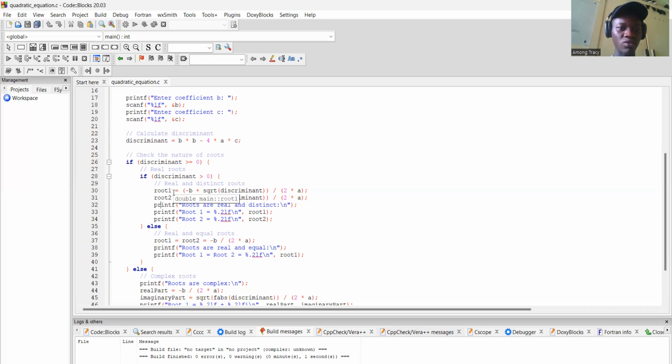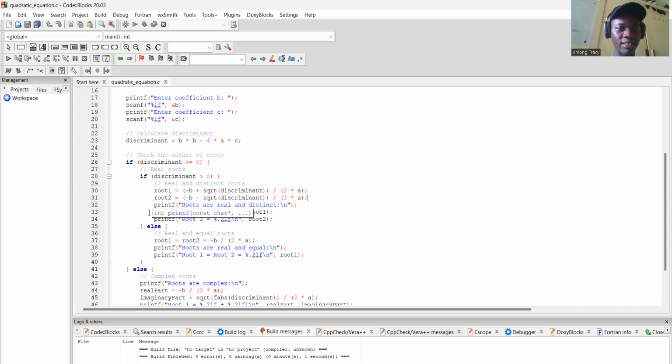So after assigning values to our variables root 1 and root 2, because root 1 and root 2 were our variables, now we're done assigning values to them. Then we'll prompt the user. We'll print out if the conditions are fulfilled. The first print statement will be that the roots are real. We've identified them as real because the discriminant is greater than 0.